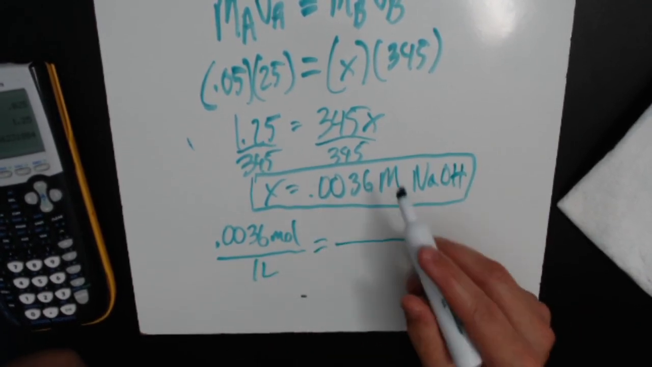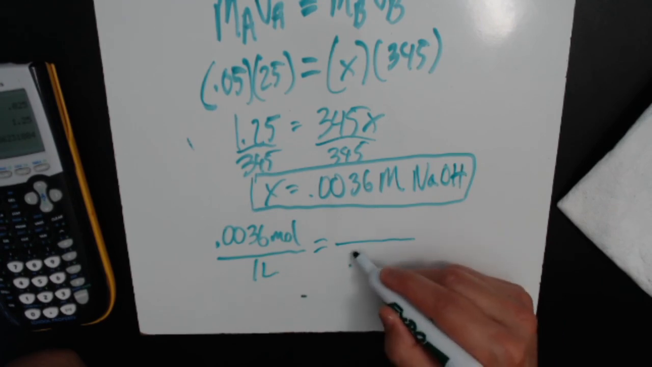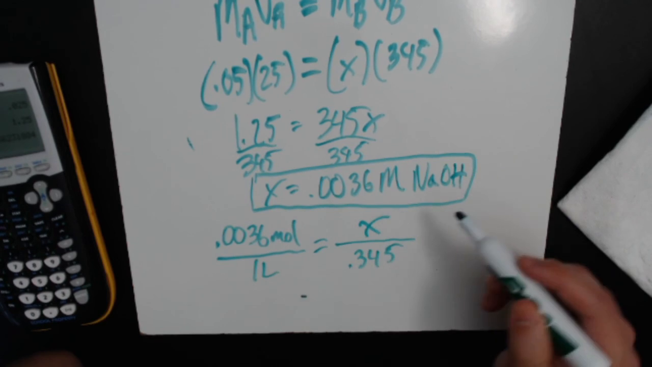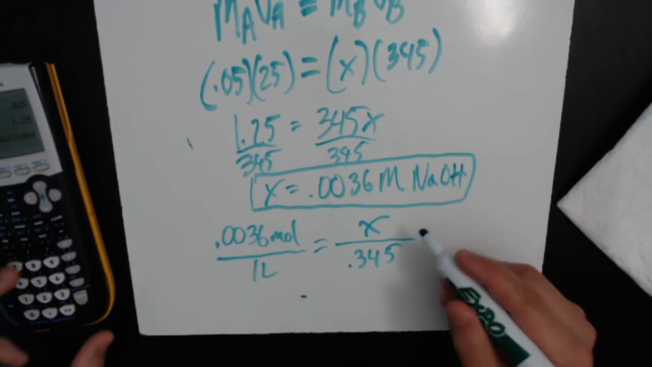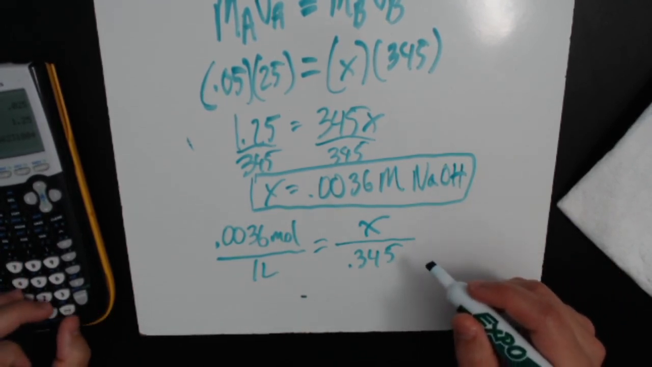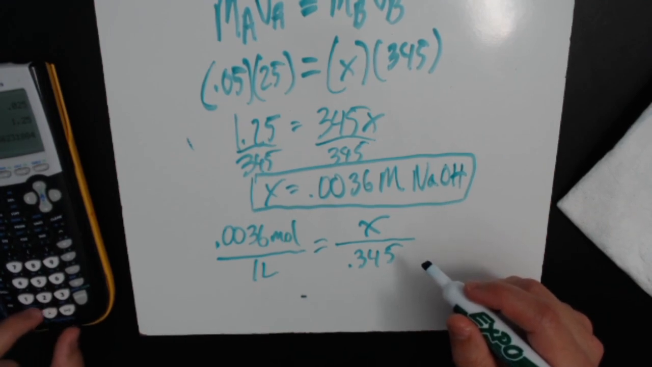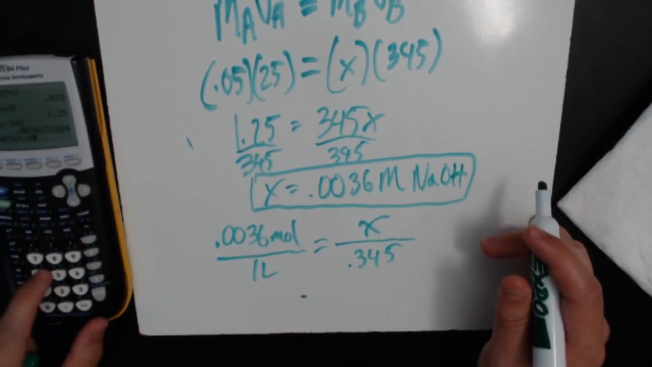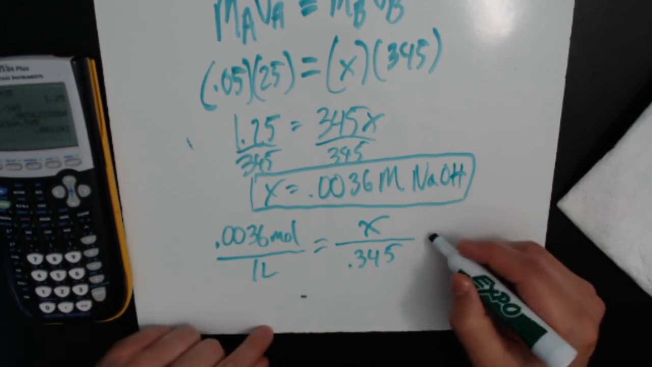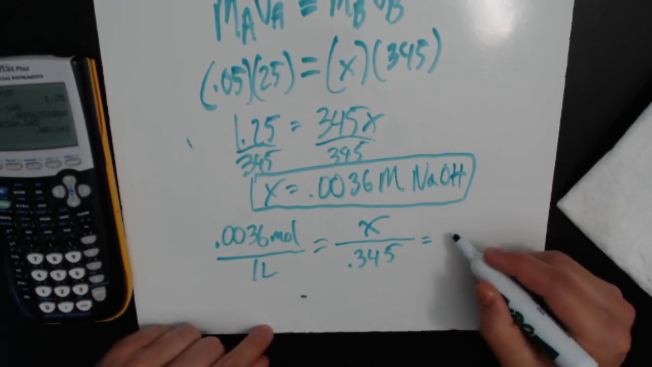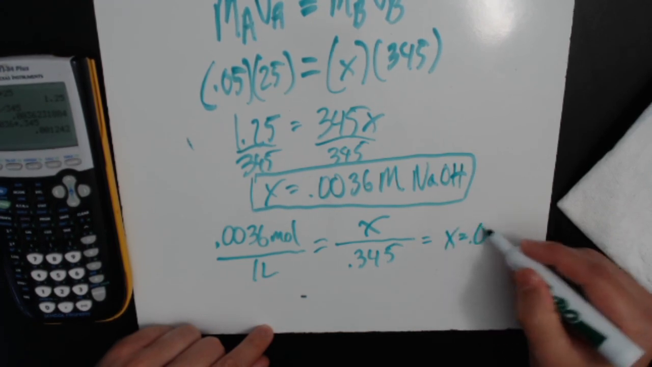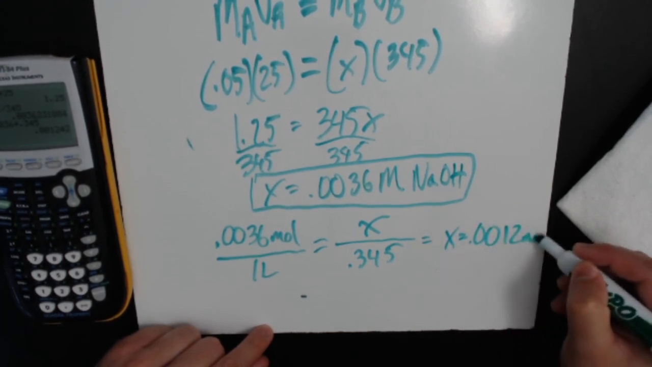We are making 345 milliliters, so 0.345 liters. And we want to see how many moles that is. So cross multiplying, 0.0036 times 0.345 means we have x is equal to 0.0012 moles.